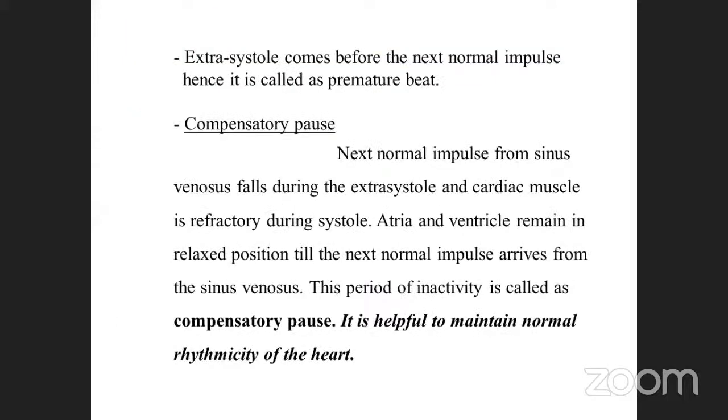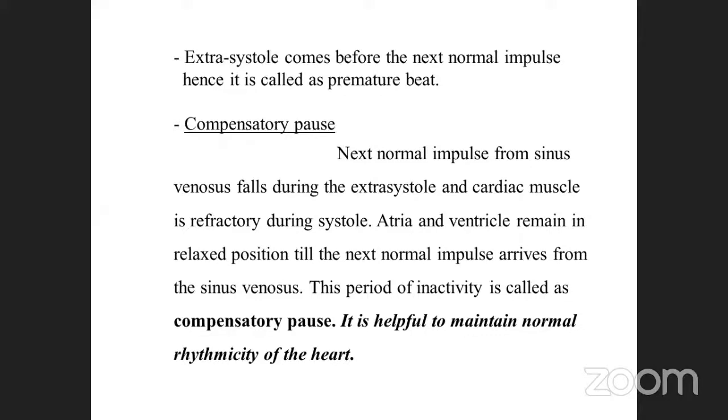Then about the extrasystole. Extrasystole comes before the next normal impulse. Here it is called a premature beat. Is it clear? Then the compensatory pause. The compensatory pause is the most important. What is the reason behind this? Why is it important to see?